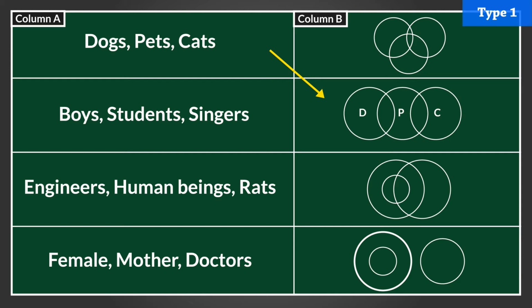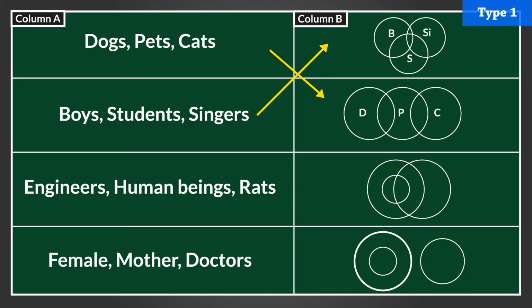Question number 2. Boys, students, singers. This can be represented by this figure. Now why? Basically, some boys can be students, some of them may not be, say they're not going to school.